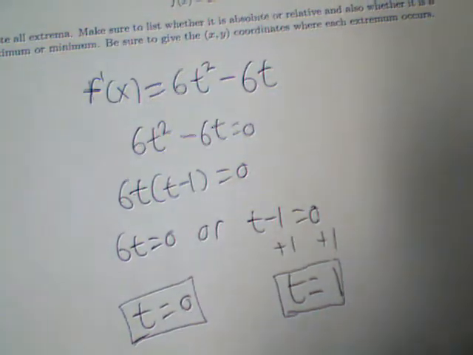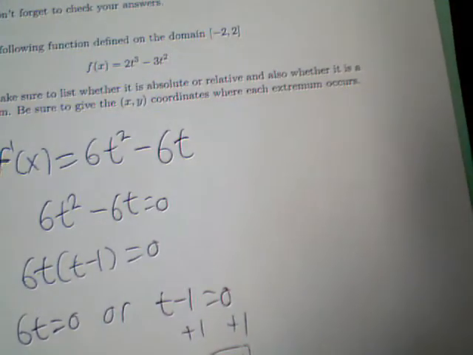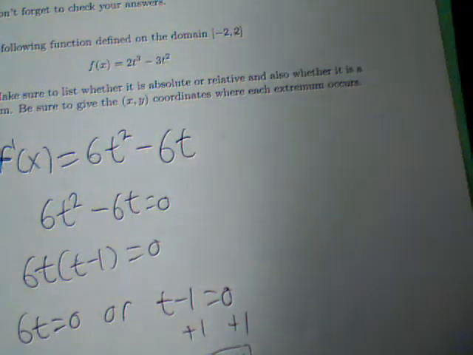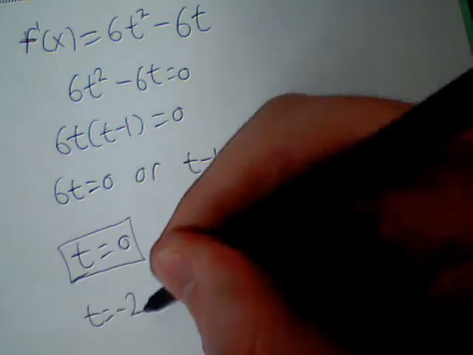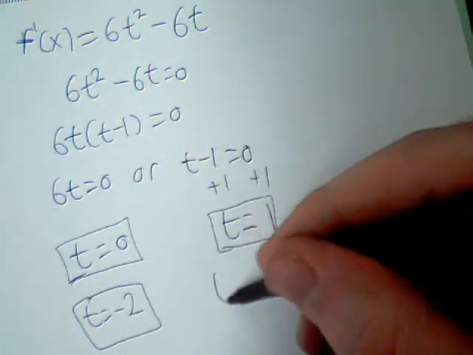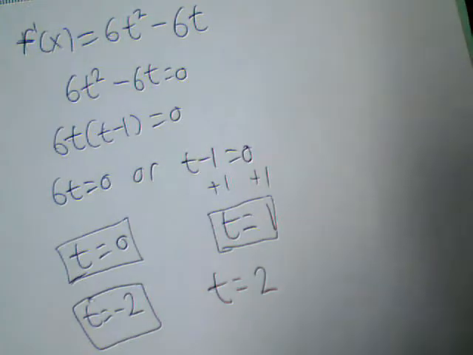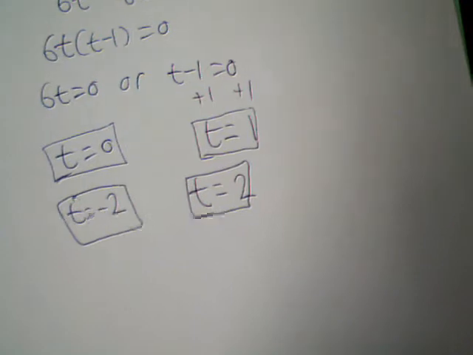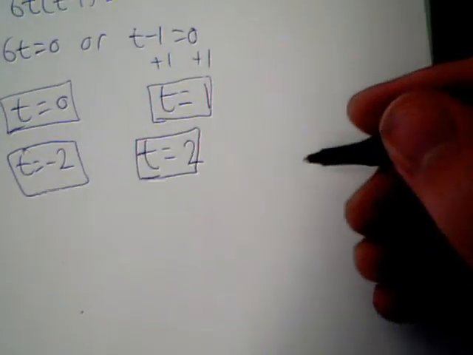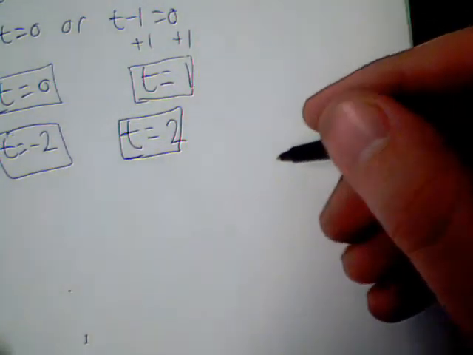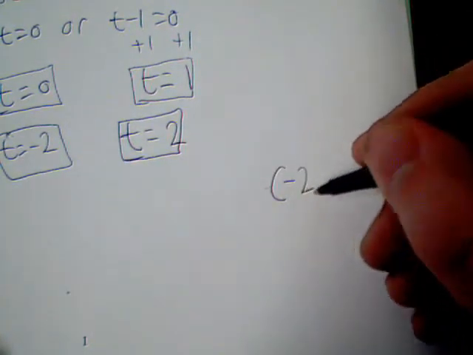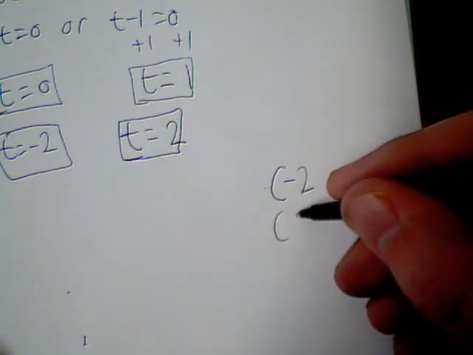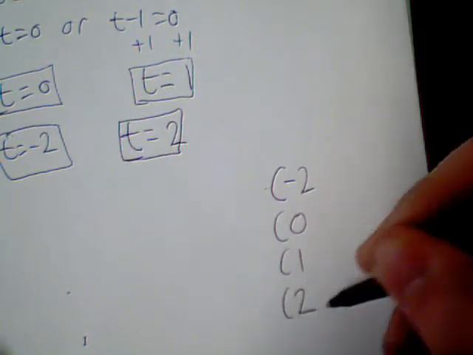Now, other possible locations for the extrema are the endpoints. So I've got t equals -2 and t equals +2. These are all places that I could have extrema. So I'm going to say what kind of extrema they are and give their xy coordinates. So let's start: -2, 0, 1, 2.